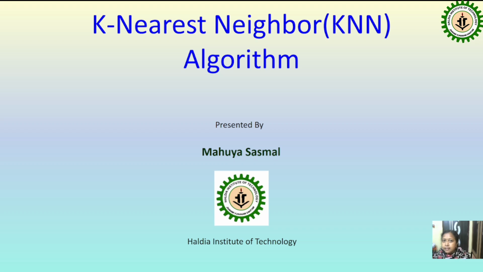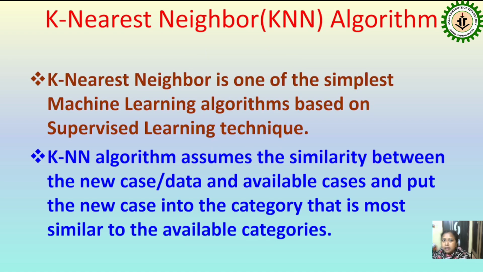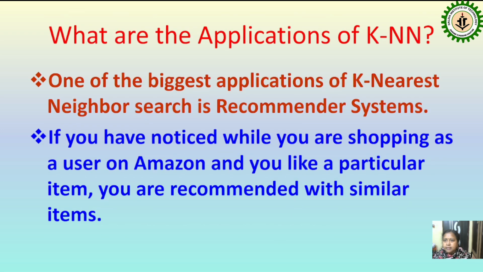Good morning students. Today I will discuss the topic k-nearest neighbor algorithm in machine learning. K-nearest neighbor is one of the simplest machine learning algorithms based on supervised learning technique. The kNN algorithm assumes the similarity between the new case and available cases and puts the new case into the category that is most similar to the available categories.